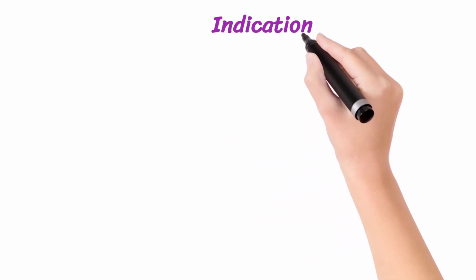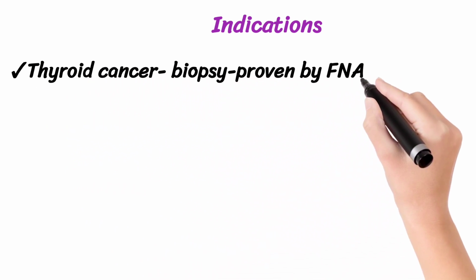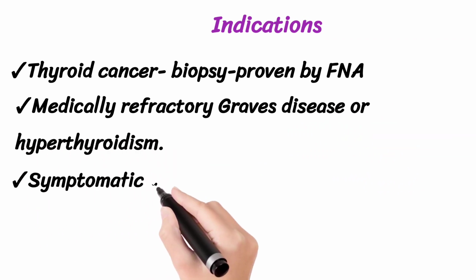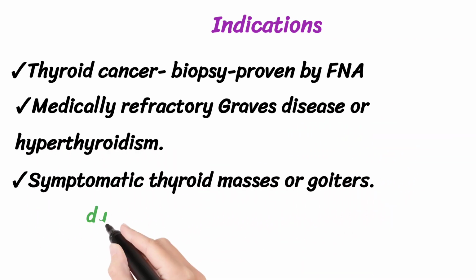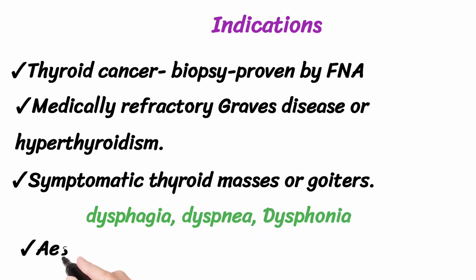Thyroidectomy. The indications of thyroidectomy include thyroid cancer, which is biopsy proven by fine needle aspiration, medically refractory Graves' disease or hyperthyroidism, symptomatic thyroid masses or goiters causing the 3Ds, that is dysphagia, dyspnea, and dysphonia, and for aesthetic purposes. So this is a summary of the indication, that is the 5Cs.